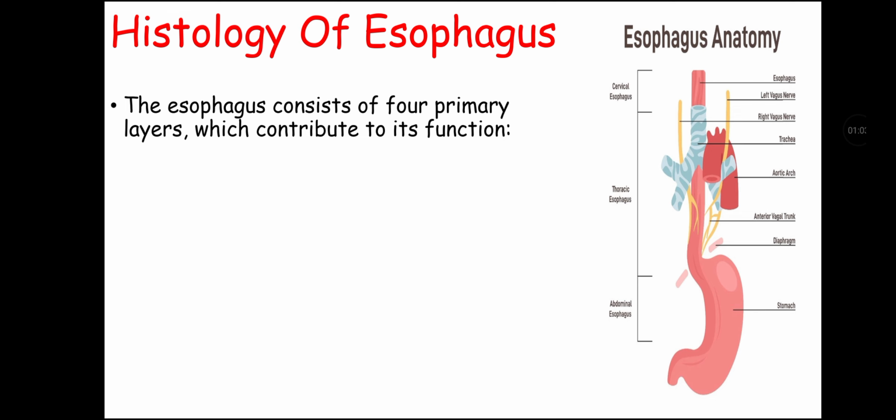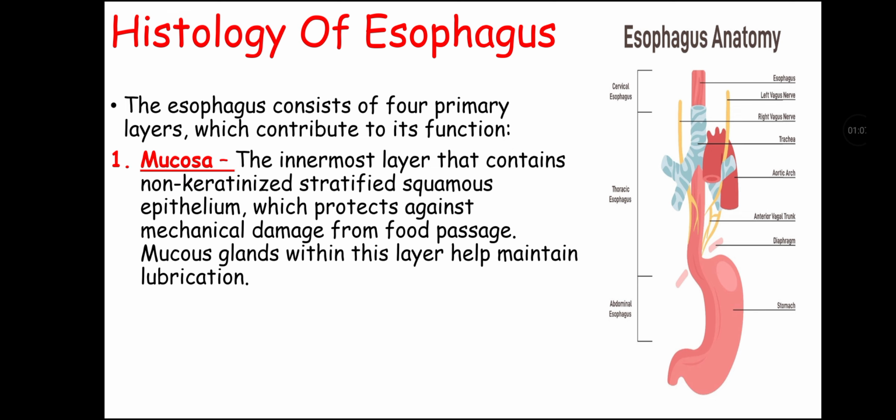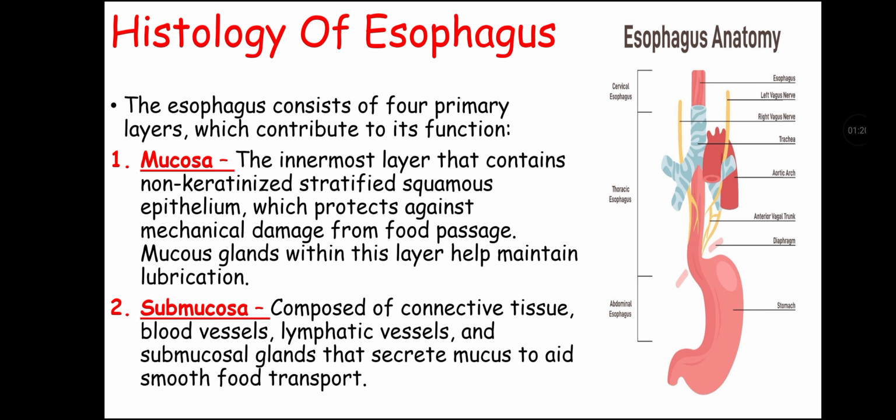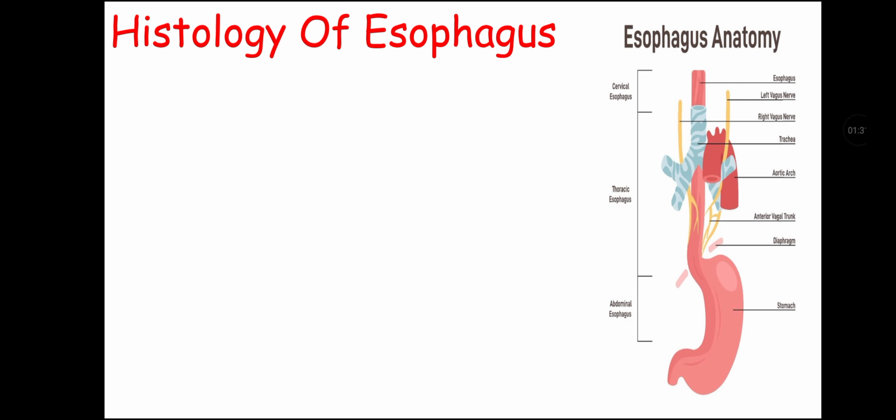Now let's talk about the histology of the esophagus. The esophagus consists of four primary layers which contribute to its function. The first is the mucosa, that is the innermost layer that contains non-keratinized stratified squamous epithelium, which protects against mechanical damage from food passage. Mucous glands in this layer help maintain lubrication. The second layer is the submucosa, that is composed of connective tissue, blood vessels, lymphatic vessels, and some mucosal glands that secrete mucus to aid smooth food transport.